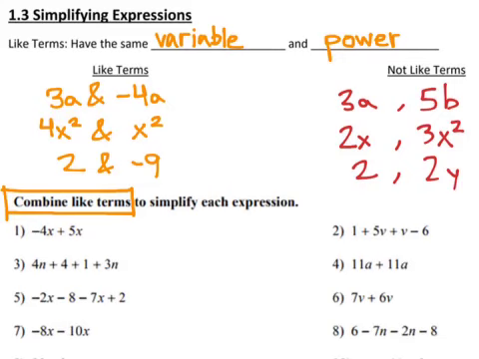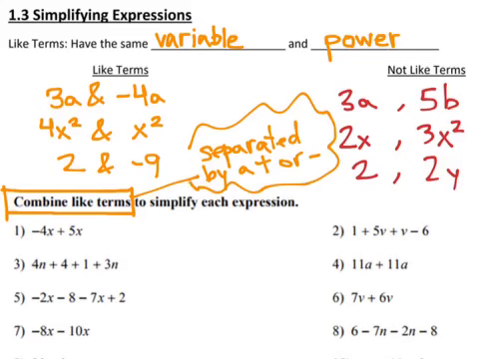All right. With that in mind, let's try some of these problems down here. The first one, we have two different terms. Terms are separated by a plus or a minus sign, so keep that in mind. In the first problem, we have two different terms because they're separated by that plus sign right there. One term is negative 4x and one is 5x.